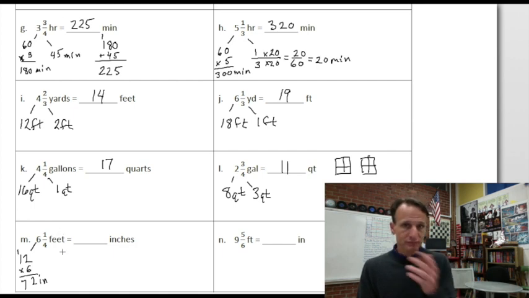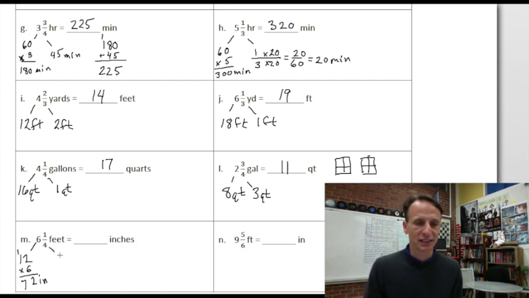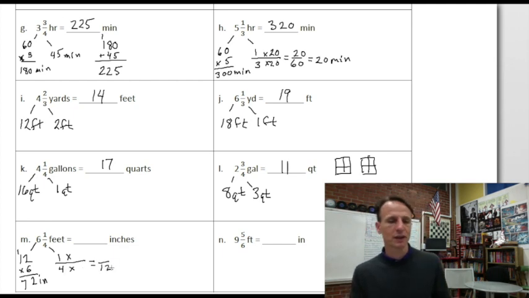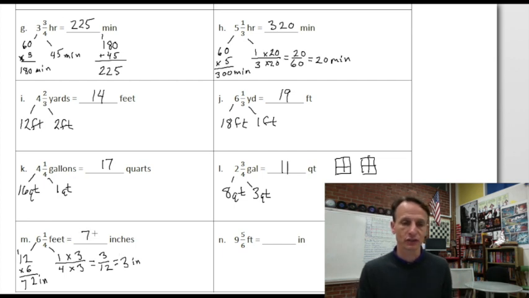1/4 of a foot. Again, not something people use in common usage, at least not that I'm familiar with. Nobody talks about a 1/4 foot. But we do, I guess, here in Eureka land. 4 times what is 12? Well, it's 3. So if we multiply 1/4 times 3/3, that'll give us how many inches 1/4 of a foot is. 1 times 3 is 3. So it's 3/12, which means it's 3 inches. 72 plus 3? 75. Very good. So 6 1/4 feet is 75 inches.